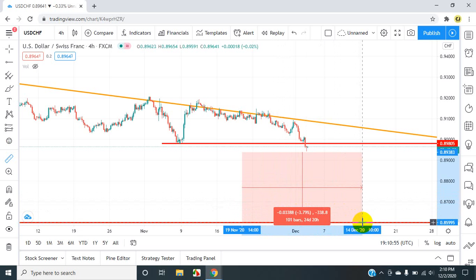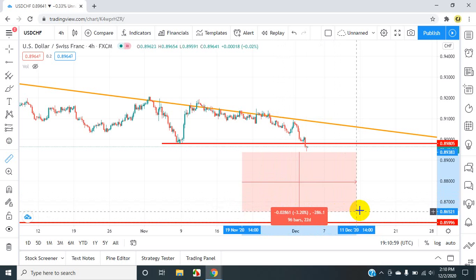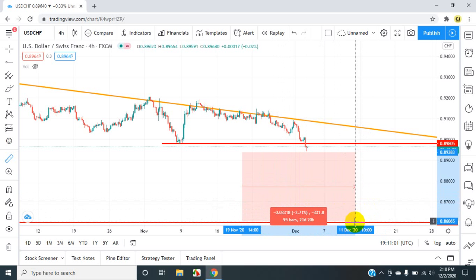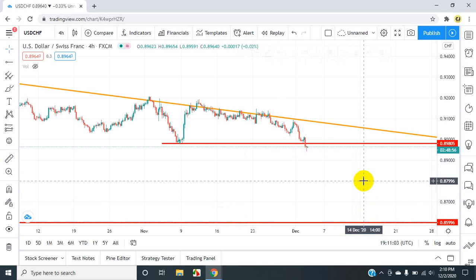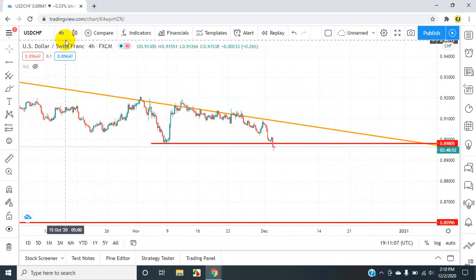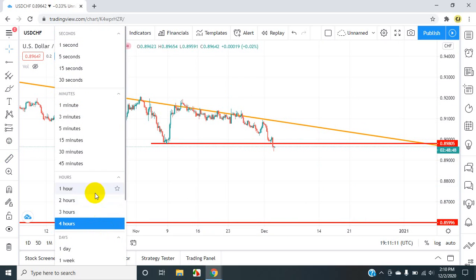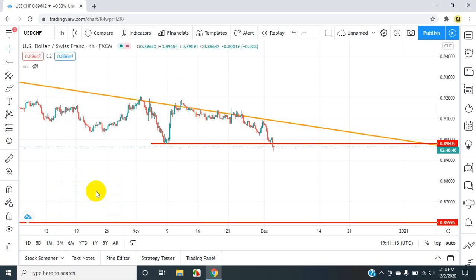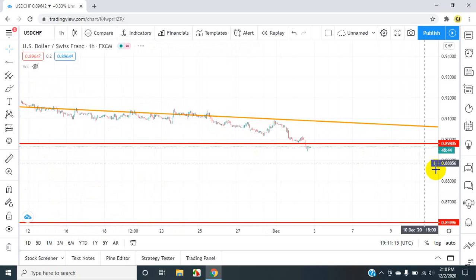So we're looking at 333 pips for that trade, which is good. Those are good numbers right there. 338. So it's really just a waiting game. We can go to the 1 hour, and we can look for entry.